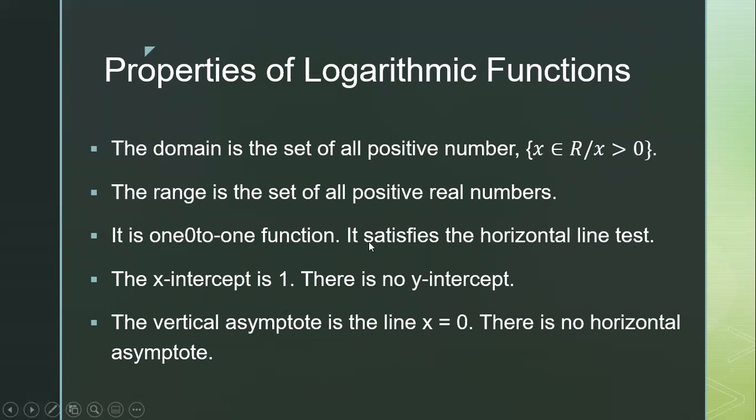It is a one-to-one function, which satisfies the horizontal line test. The x-intercept is automatically 1 and there is no y-intercept. The vertical asymptote is the line x equals 0 and there is no horizontal asymptote. So, automatic: no y-intercept, no horizontal asymptote.